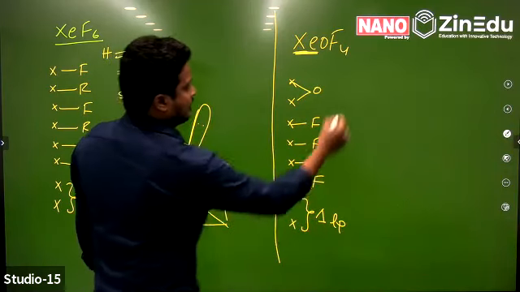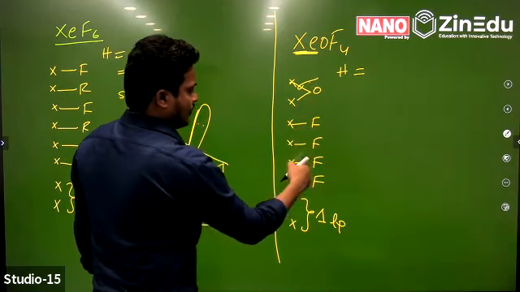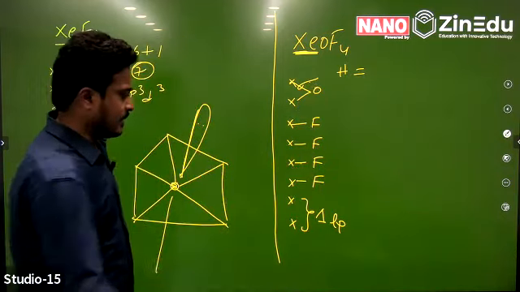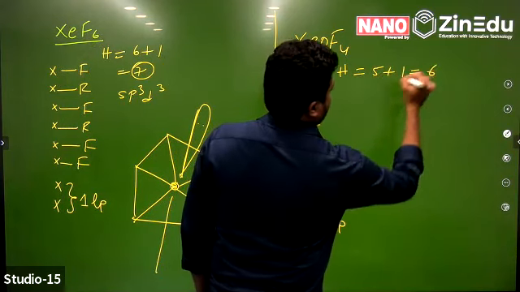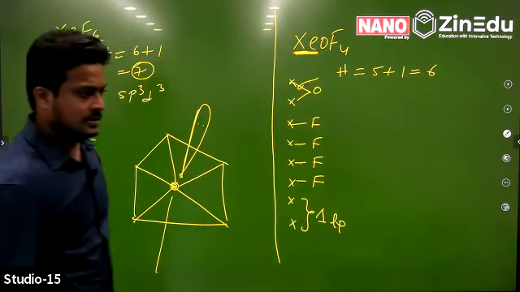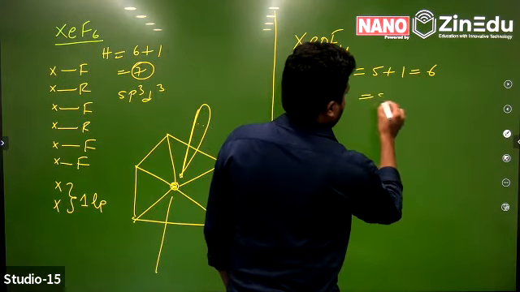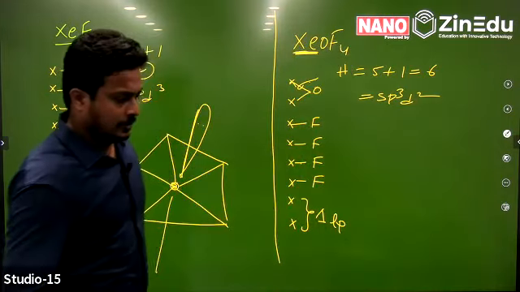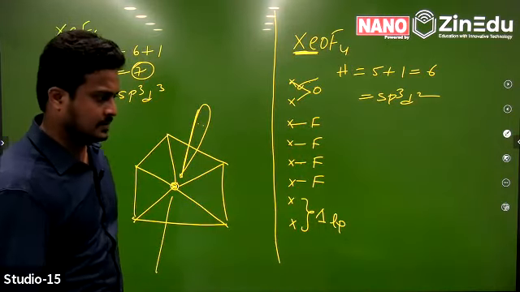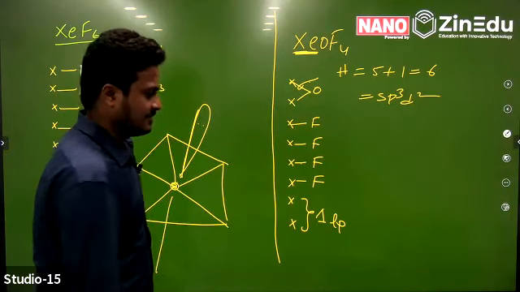Now tell me the total count for hybridization. 5 sigma bonds plus 1 lone pair, 5 plus 1 equals 6. sp3d2, very good. sp3d2 with 1 lone pair, what is the shape? Square pyramidal, sir. Very good.